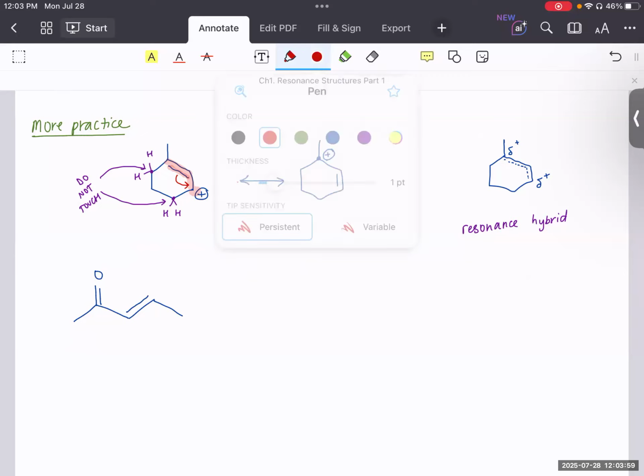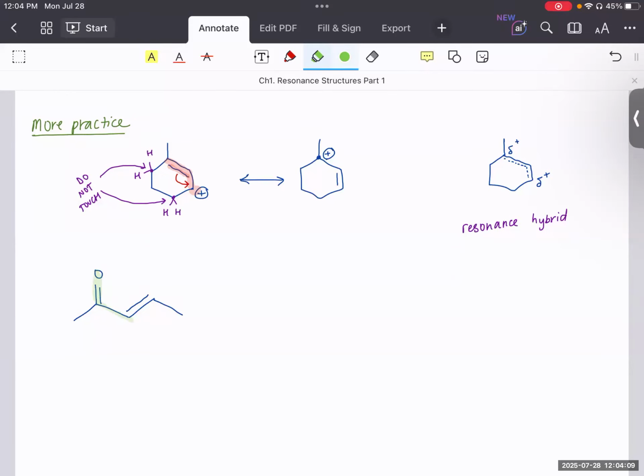All right. So this one's a little bit more complicated. There's kind of more going on. We have multiple double bonds. And so let's take a look at our system that has double bonds or lone pairs. And so here we have 2 double bonds and then the lone pairs on the oxygen.